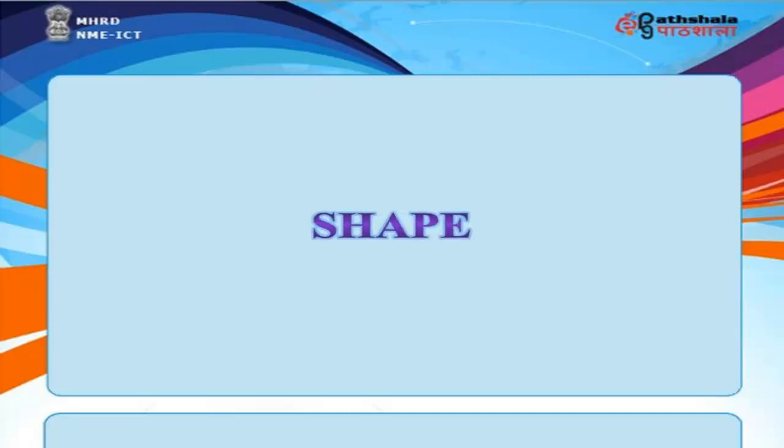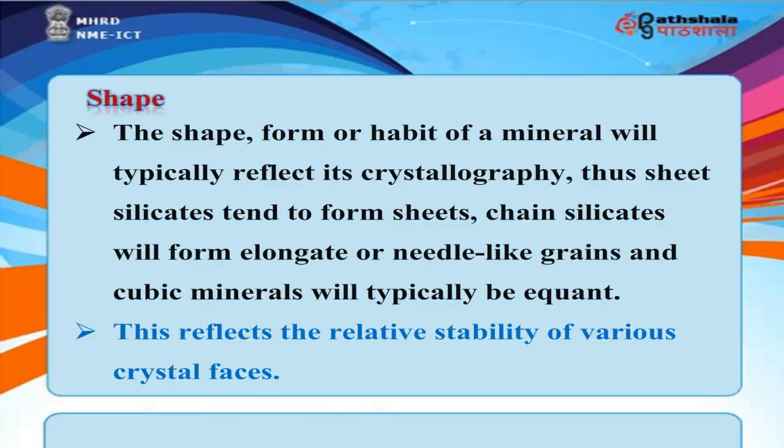Shape. The shape, form, or habit of a mineral will typically reflect its crystallography. Thus, sheet silicates tend to form sheets, chain silicates will form elongate or needle-like grains, and cubic minerals will typically be equant. This reflects the relative stability of various crystal faces.